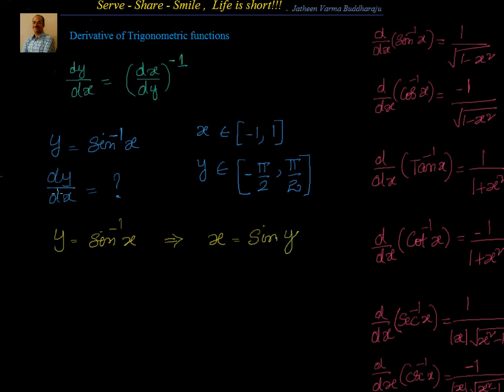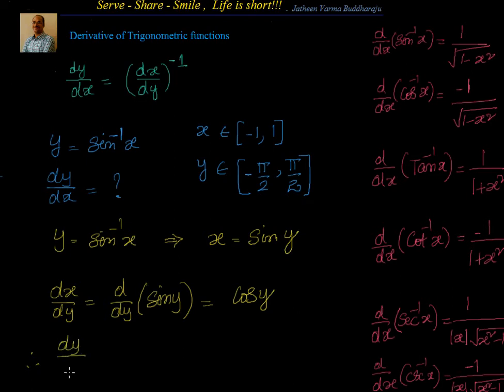Now I want dy by dx, but I know that if I find out dx by dy, I can do the inverse of that. Okay. So what is dx by dy? x is sine y, then dx by dy equal to d by dy of sine y. We know that sin x differentiation is cos x. I can write it as cos y. Therefore, we want actually dy by dx, but what we found is dx by dy. So I will say dy by dx equal to 1 by dx by dy, that's equal to 1 by cos y.